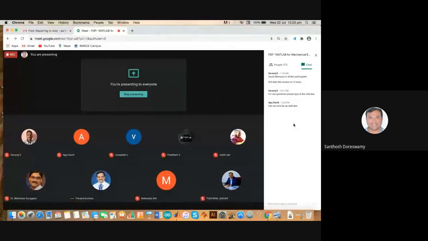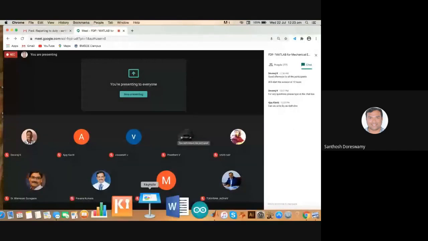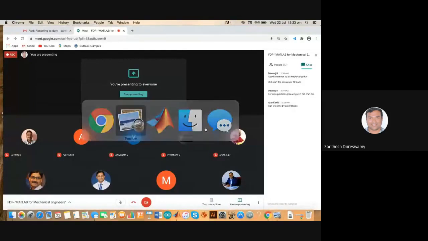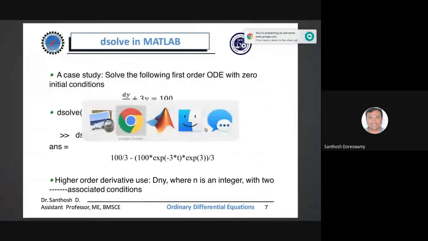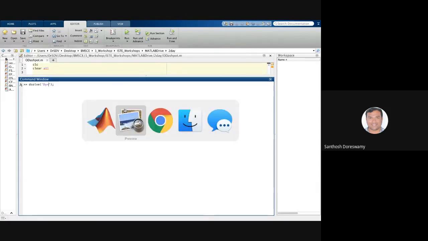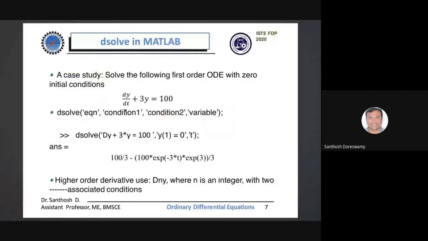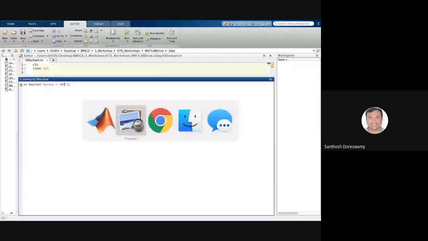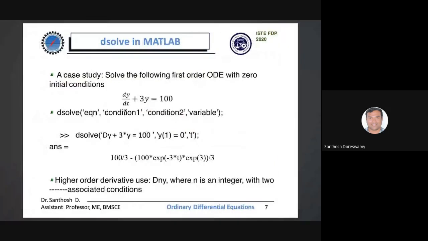Now let me get into MATLAB. Dy plus 3y is equal to 100. So I will say dsolve, Dy plus 3 star y is equal to 100. That should give you, and y of 1 equals 1.